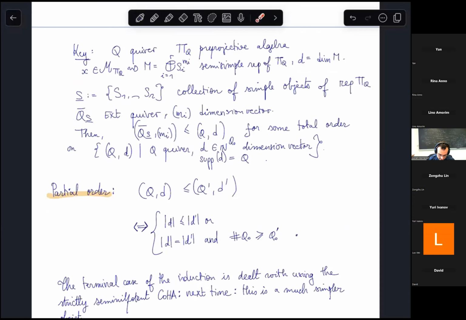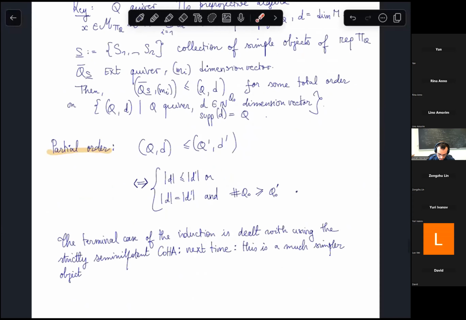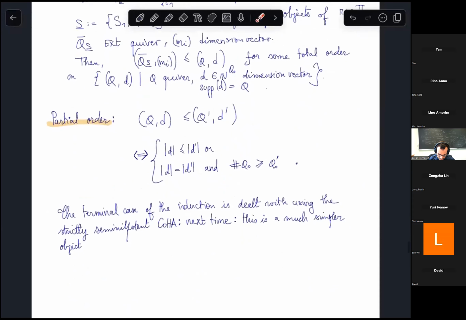And this partial order is defined as follows. So QD is smaller than Q prime D prime if total dimension of D is smaller than total dimension of D prime, or we have equality of total dimensions, but the number of vertices of the quiver Q is bigger than the number of vertices of Q prime. So we do an induction on this set of pairs of quiver with dimension vectors.